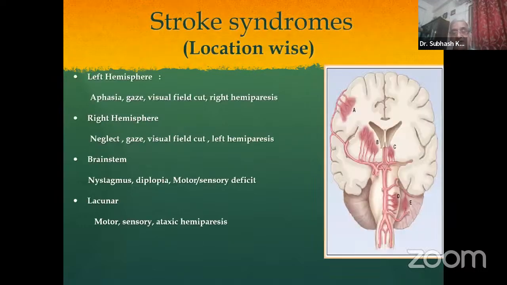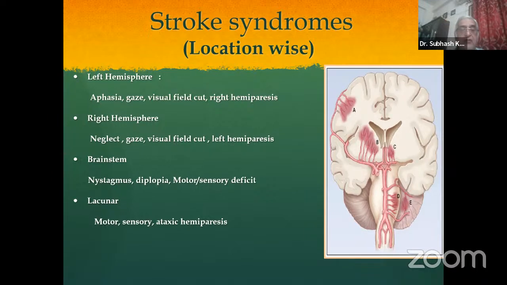So based on what we see on the examination, we can make a clinical diagnosis that this patient may be having a left hemisphere infarction or hemorrhage. Left hemisphere infarction will have aphasia, gaze palsy, a visual field cut, and a right hemiparesis. A right hemispheric stroke will have a neglect, which means the patient will not look towards one side, he will neglect his space. There will be a gaze paralysis. Again, there will be a visual cut, but he will have a left hemiparesis, because we know the hemispheres are controlling the opposite side. But if it's a brainstem stroke, then there'll be nystagmus, diplopia, and a crossed motor sensory deficit.